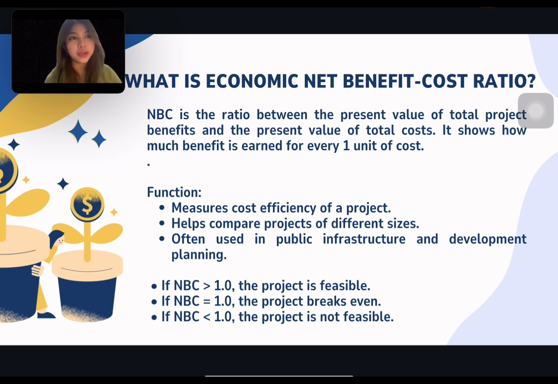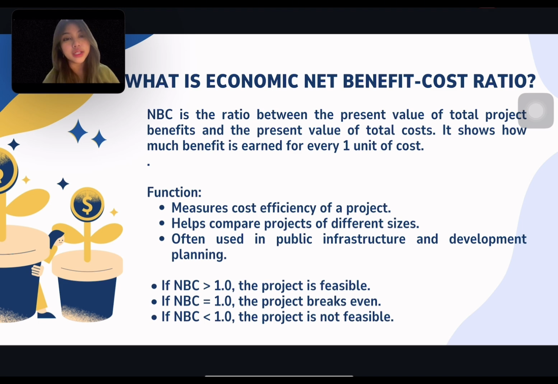Now is the net benefit cost ratio. The NBC is the ratio between the present value of the total project benefit and the present value of total cost. It shows how much benefit is earned for every 1 unit of cost. The function: 1, it measures cost efficiency of a project. 2, it helps compare projects of different size. 3, it is often used in public infrastructure and development planning.